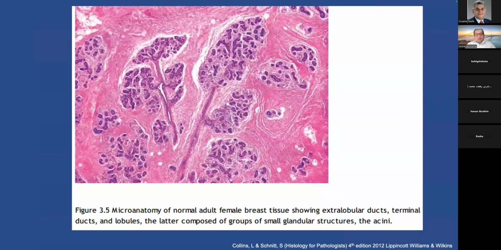So when I teach medical students and residents, I always bring this picture talking about the lobulocentricity in breast tissue. This is a terminal duct lobular unit. You have the terminal duct and the lobules opening in it. So anytime we have a lesion, I always ask them, does it maintain lobulocentricity or is there loss of lobulocentricity? Because invasive breast carcinoma doesn't respect that lobulocentric pattern.